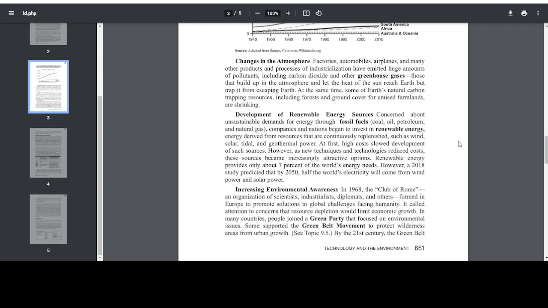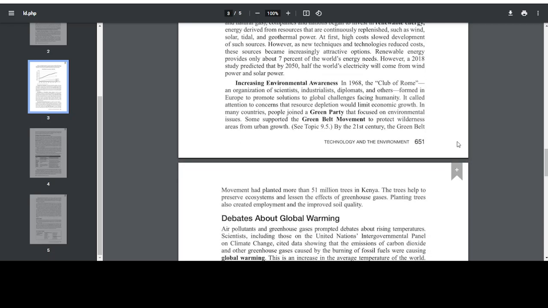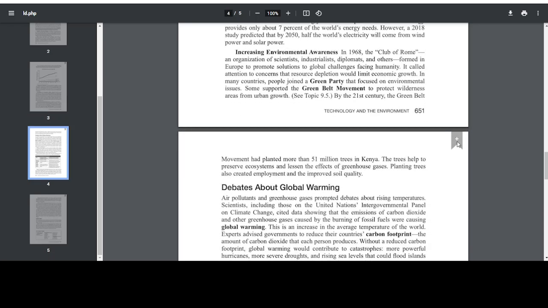Renewable energy provides only about 7% of the world's energy needs. However, a 2018 study predicted that by 2050, half of the world's electricity will come from wind power and solar power.